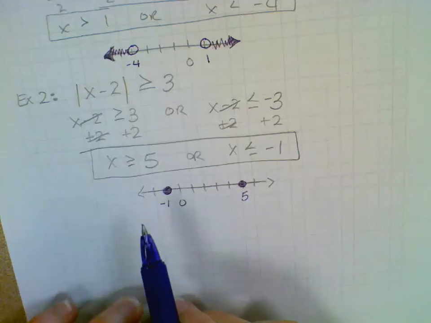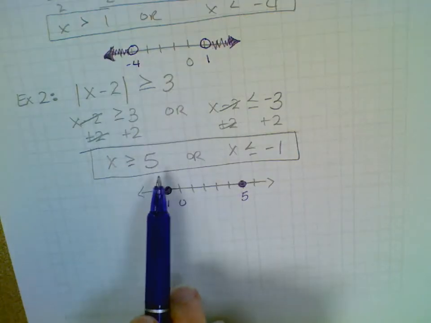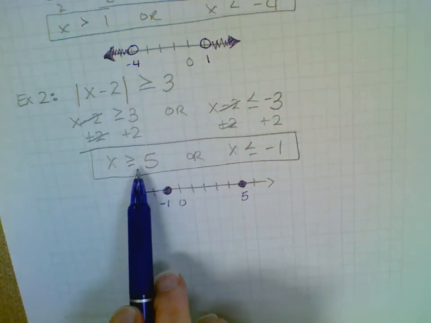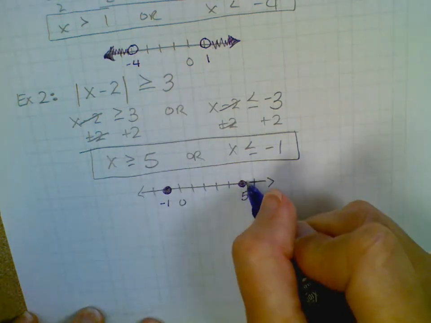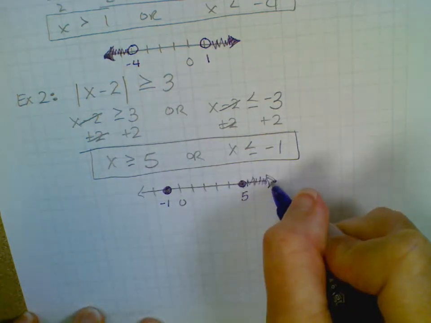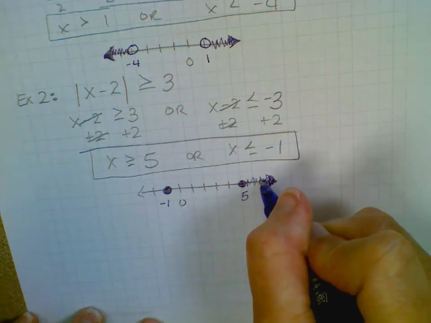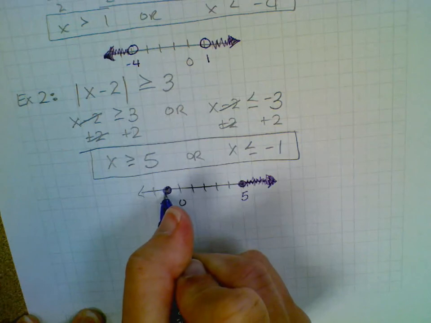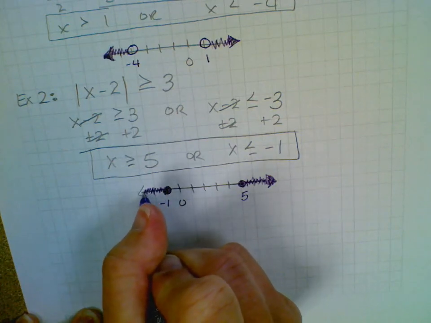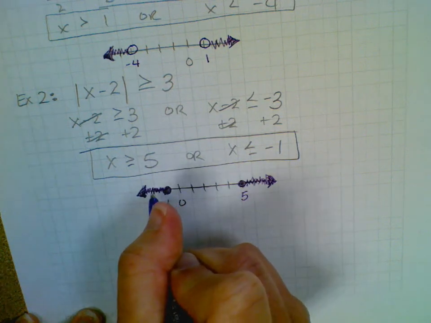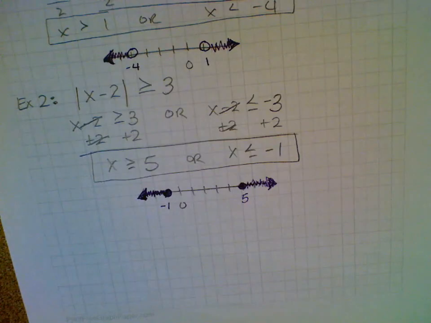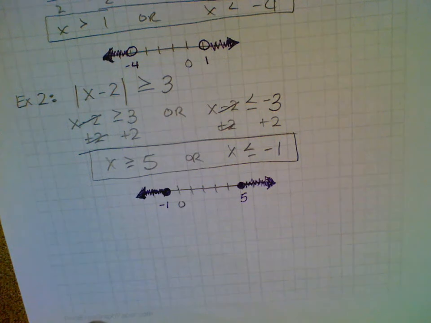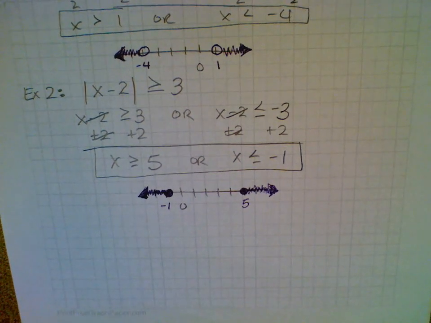And once again, if you just read this, remember this is an or. It's x greater than or equal to 5, so that would go out to the right. Or x is less than or equal to negative 1, so that would go out to the left. So they shade opposite. Or is opposite. And that concludes our lesson for today.